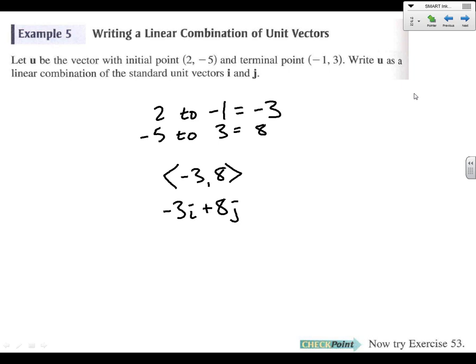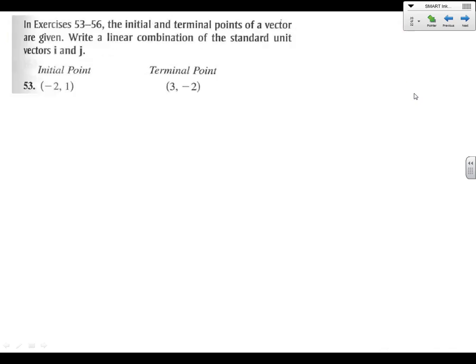3 negative i vectors and 8 positive j vectors gets us where we want to go. All right, so i is for horizontal, j is for vertical. So give me that in problem 53.